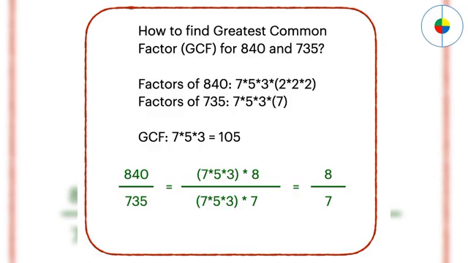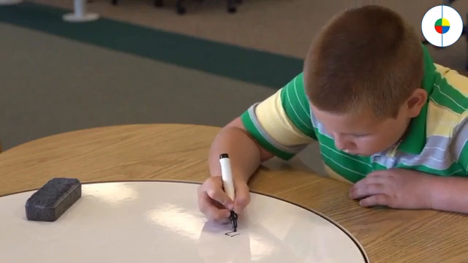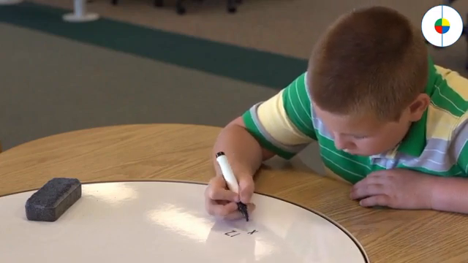Now, if you calculate 840 over 735, you can use cancelling to simplify the fraction. When you do multiplication or division of fractions, greatest common factor can be very useful.